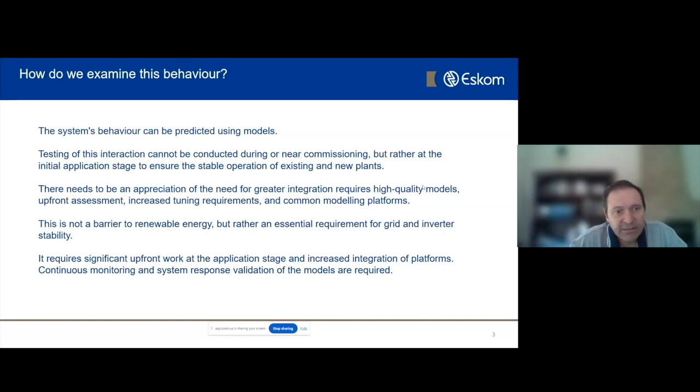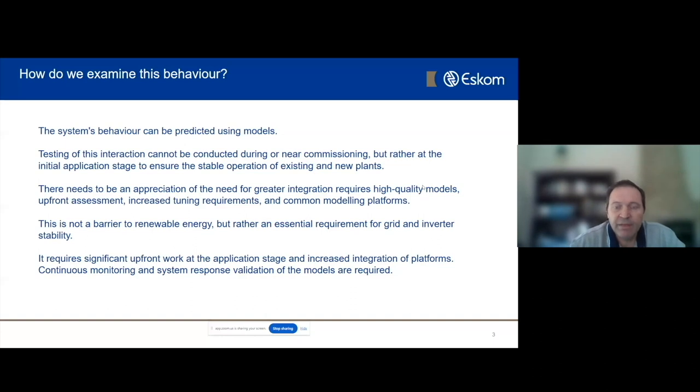And the testing of this interaction cannot be conducted at commissioning stage or close to commissioning stage, but rather it needs to be done at a much earlier stage to make sure that not only the plant that's been commissioned is going to be stable, but also all the additional plant with multiple generations of types of plant and variations actually remain stable in the conditions that they were originally tuned in.